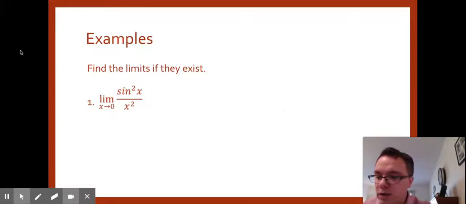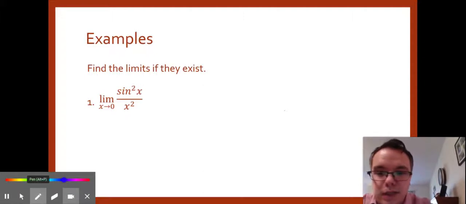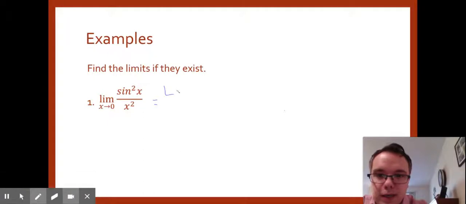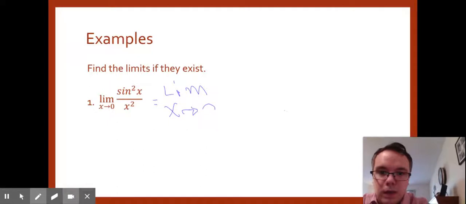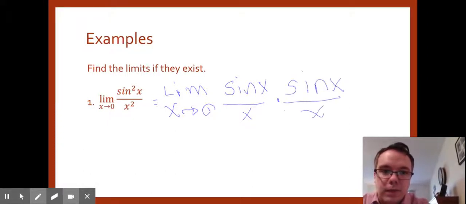So what we are going to do is, since we have the limit as x goes to 0 of a sine over something, we're going to try to get that sine of x over x, or the sine of something over that same something. So I can rewrite this as the limit as x goes to 0 of the sine of x over x times the sine of x over x. Because sine squared of x means sine x times sine x, and x squared means x times x.